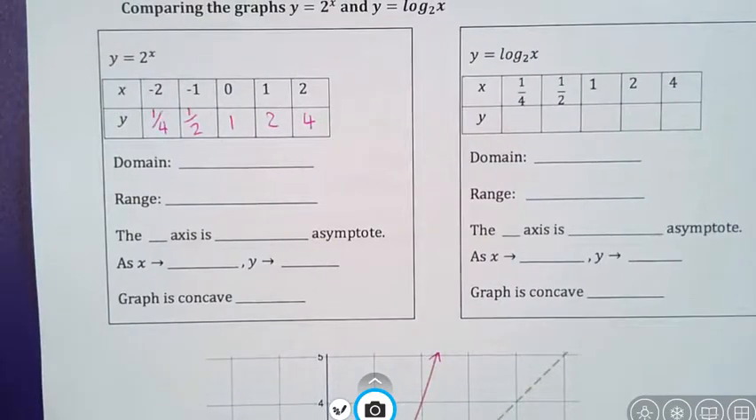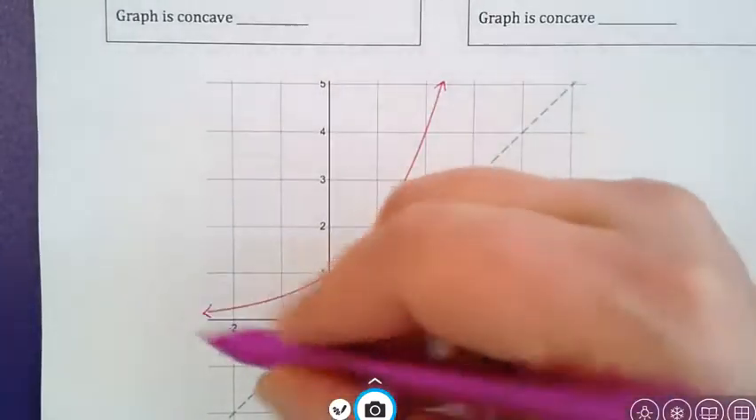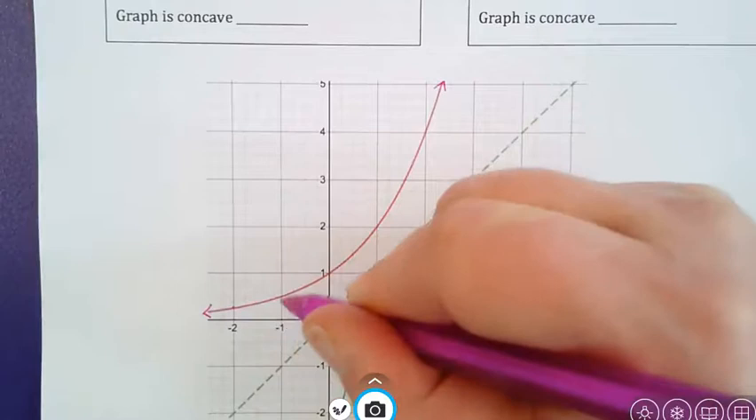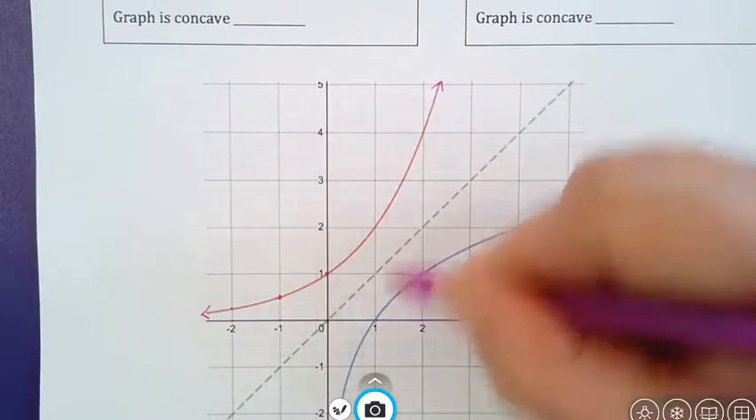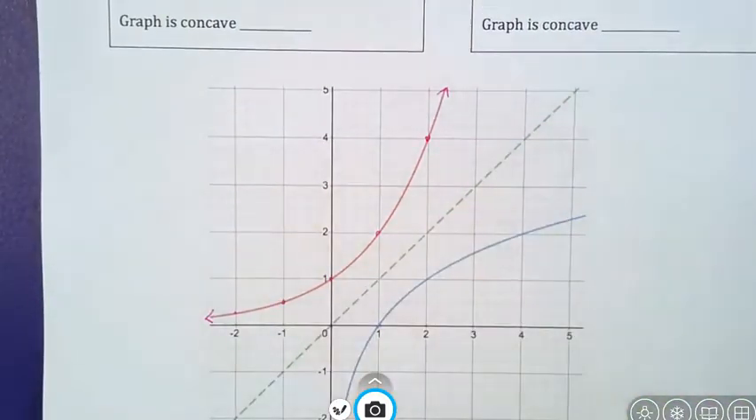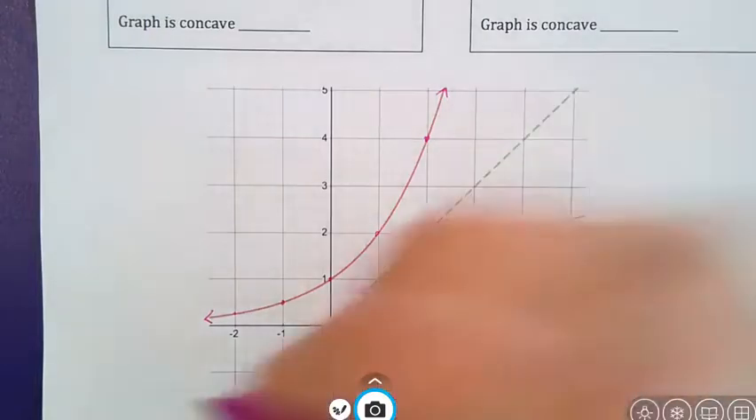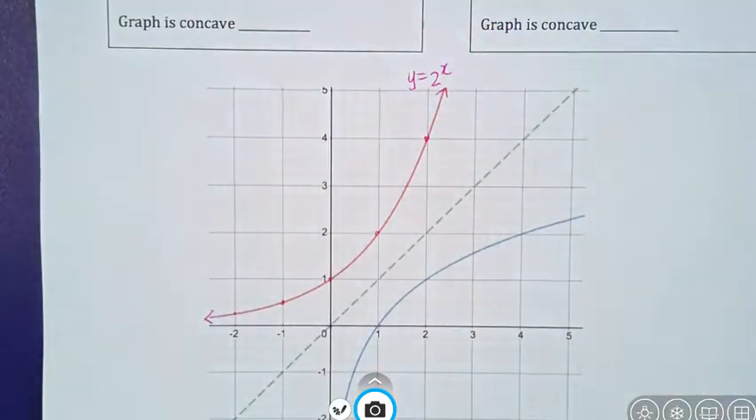Now, if we were to sketch that graph, so -2 a quarter, etc., we would find that it's this graph. So I've got -2 a quarter, -1 a half. When x is 0, y is 1. When x is 1, y is 2. And when x is 2, y is 4. We have seen exponential graphs earlier in the year. You may want to label that graph as y equals 2 to the power of x.